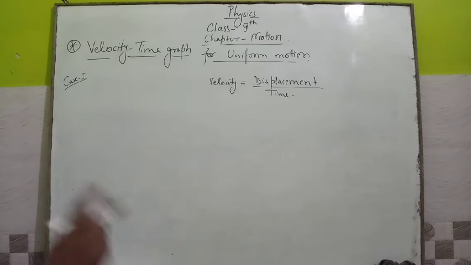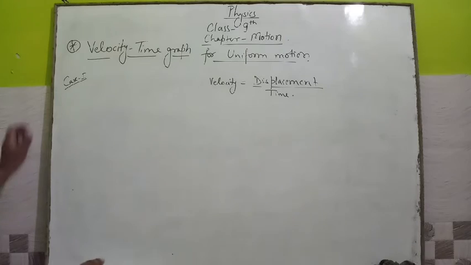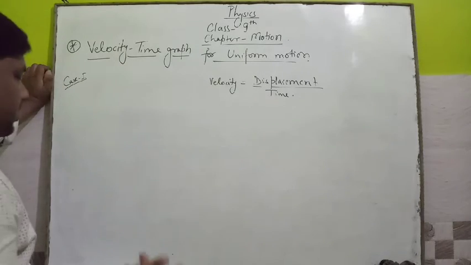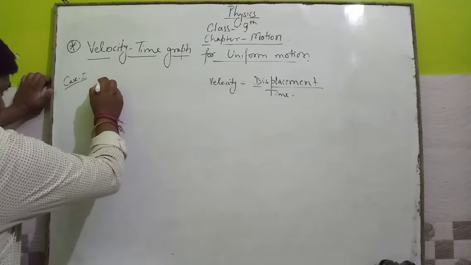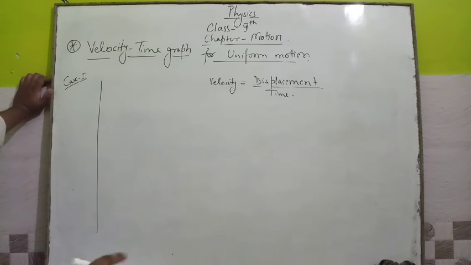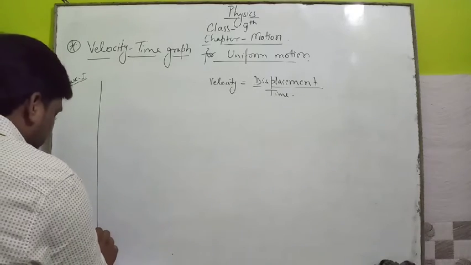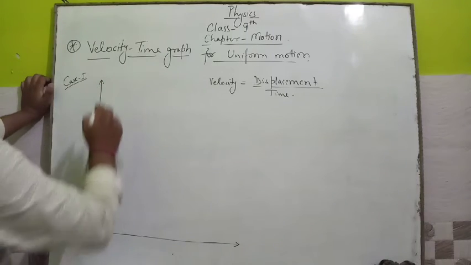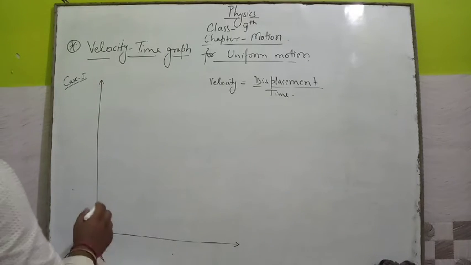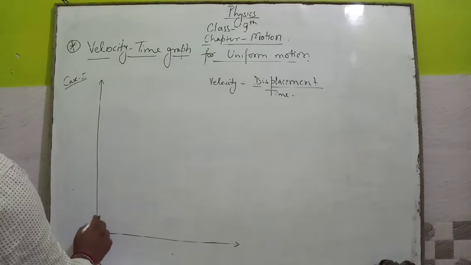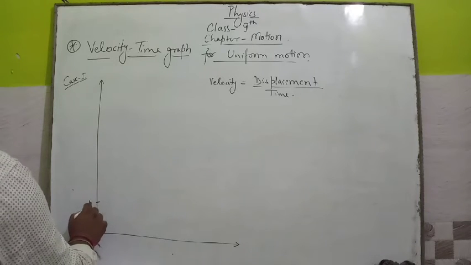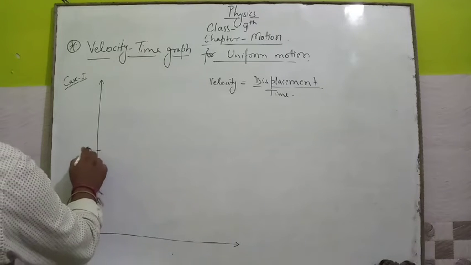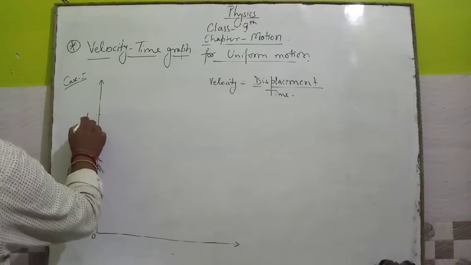So first we make a graph, and with the help of the graph we can find out the displacement. Let's first make a graph. You have to make the graph with the help of a scale and pencil. 0, 2, 4, 6, 8, 10, 12, 14 and so on.